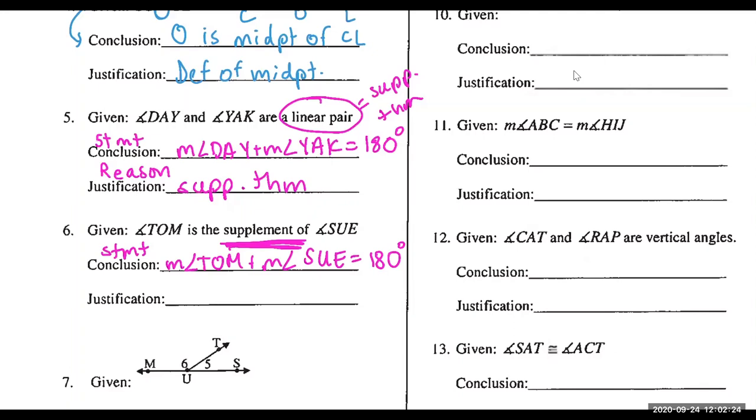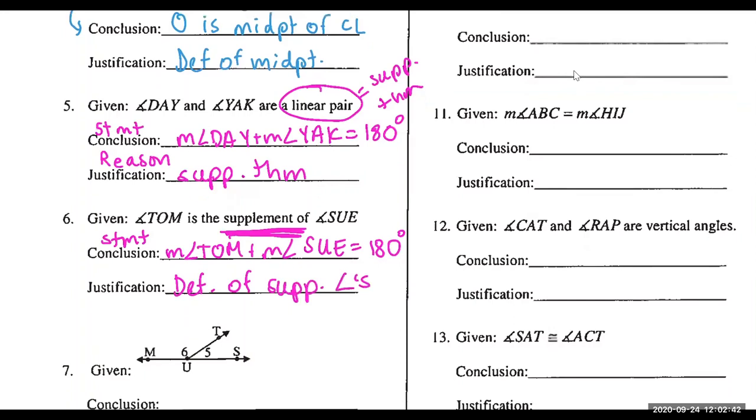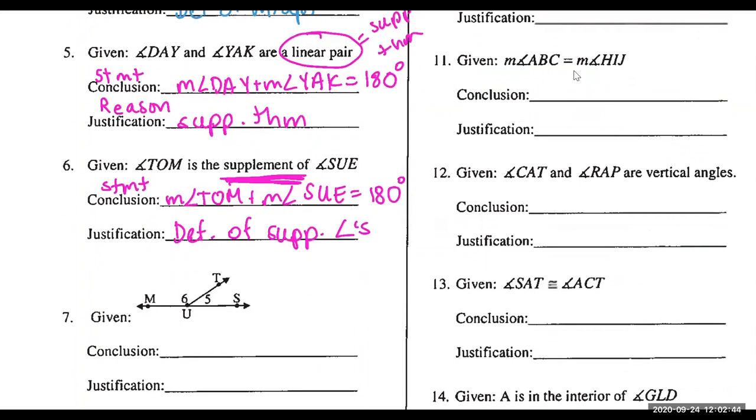Okay, what do you guys think? Wild guess what the reason for 6 is. And it's not supplements theorem. Definition of supplements? Yeah, so definition of supplementary angles or supplements, either one is fine. That's it. So you always use what you're given, like the words in there, to give you a hint as to where to go with the justification.